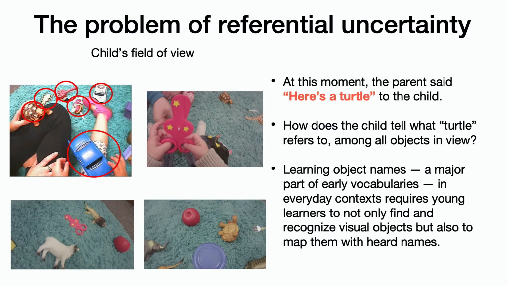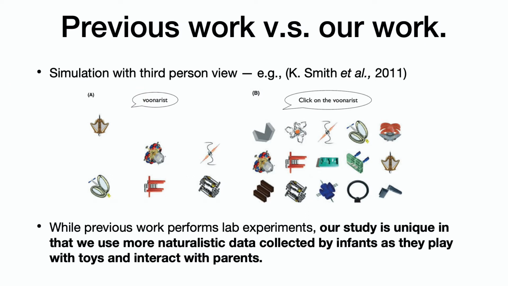In general, learning object names in everyday contexts requires young children not only to find and recognize visual objects, but also to map these objects to the names that they heard. And of course, they have to address the referential uncertainty. Previous work addressed the problem using simulated images like we show here. These laboratory experiments can provide some insights. However, we believe that we should use a more realistic environment where infants naturally interact with their parents. And that's the uniqueness of our study.